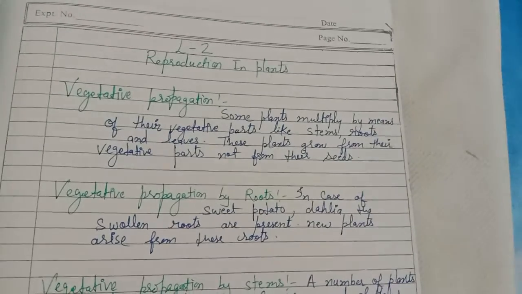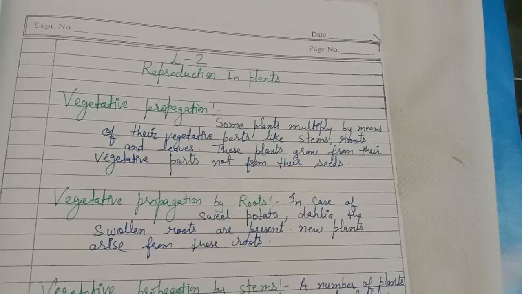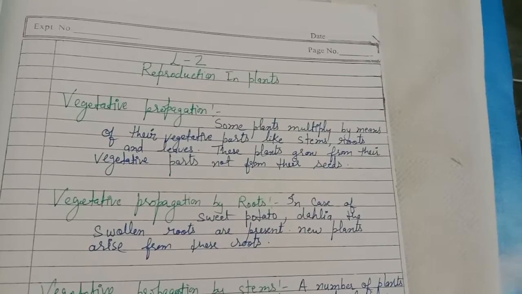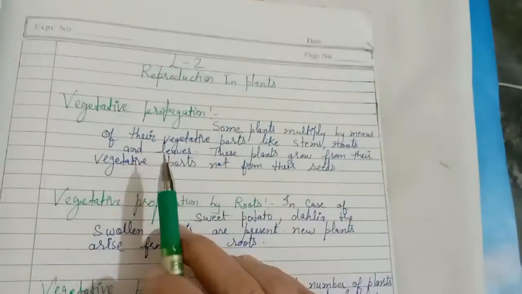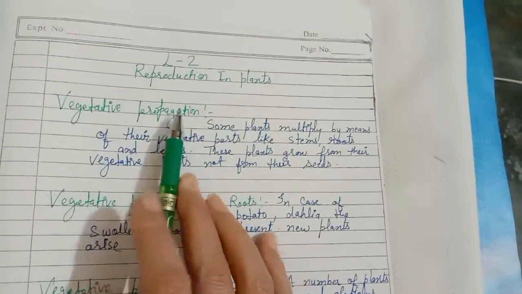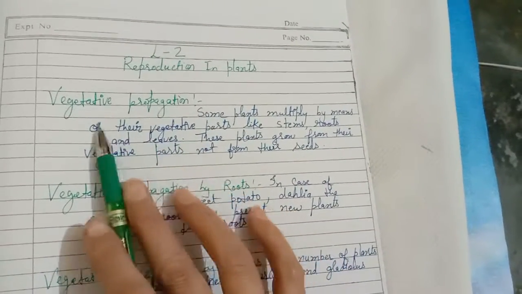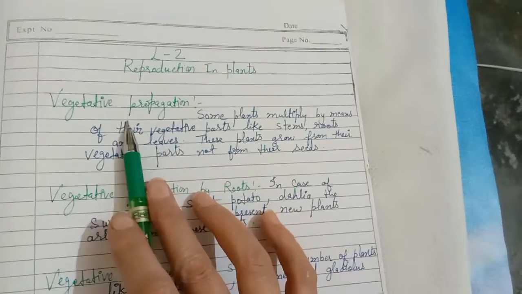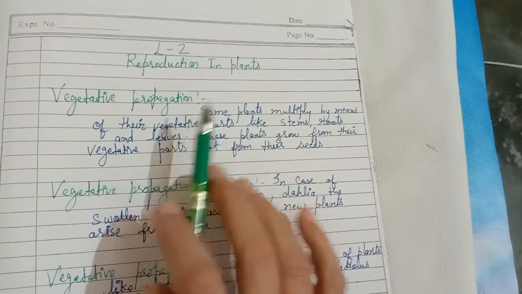Yes, good evening, students. We already started the chapter reproduction in plants, and we are already discussing the asexual mode of reproduction. Now, one type of the asexual mode of reproduction is vegetative propagation. So, vegetative propagation means the propagation, the growth of the plant, from parts other than the reproductive parts.